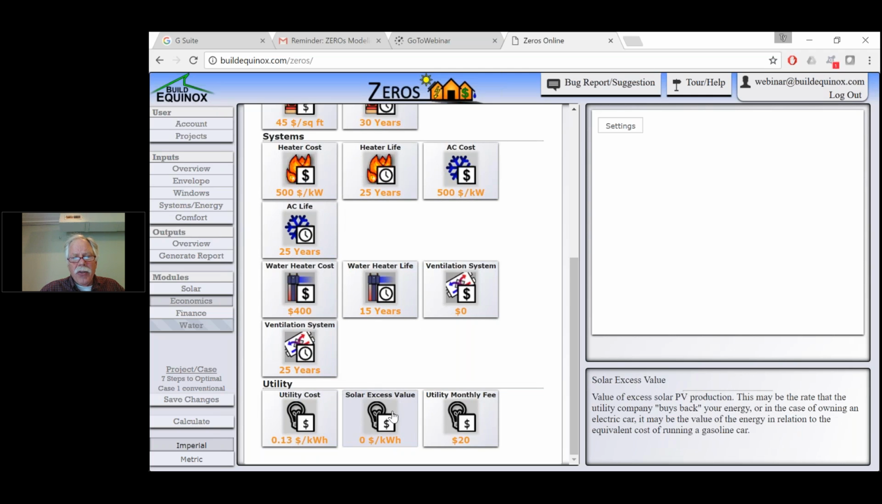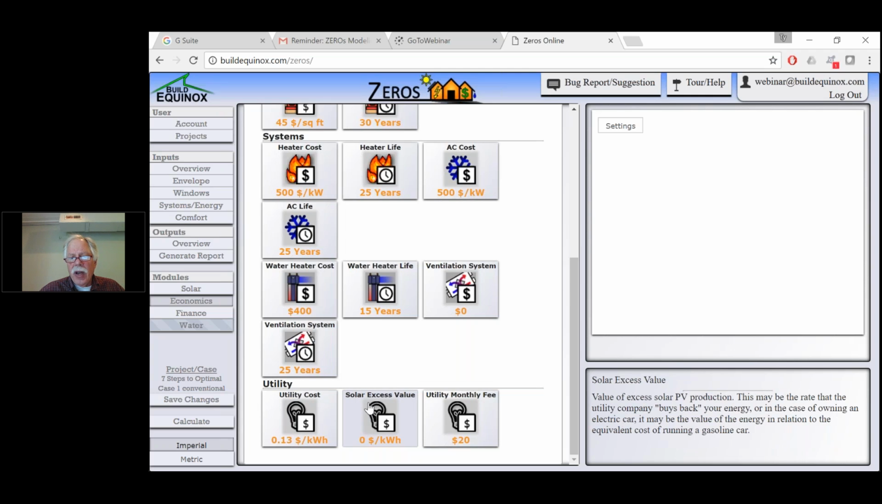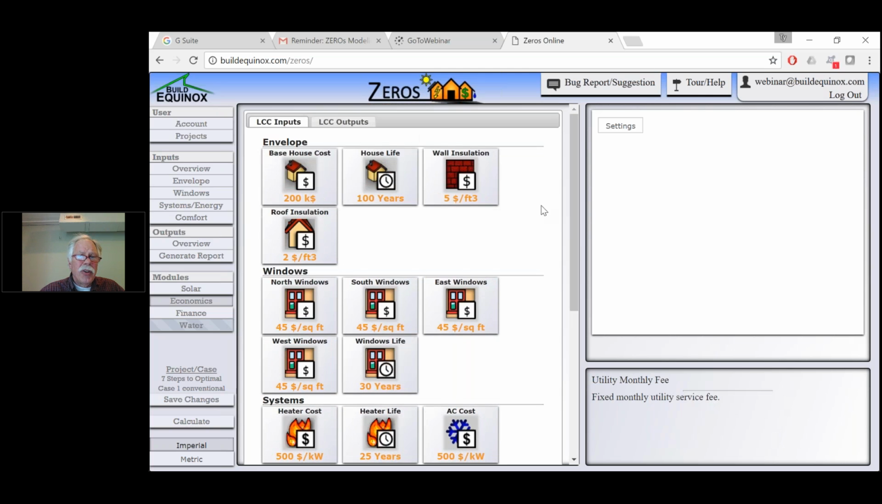And then the utility cost. We're assuming 13 cents per kilowatt hour, similar to what we see around here in much of the country. If we overproduce, any excess produced is a donation to the utility here, but if you do have a feed-in tariff that lets you overproduce, or in the case of the electric car, we'll add a value here, and that's a very important value to be able to take advantage of. And then a monthly fee. Our utility charges us about 20 bucks a month, and so even though I'm net zero or zero plus, I do pay a customer service fee.